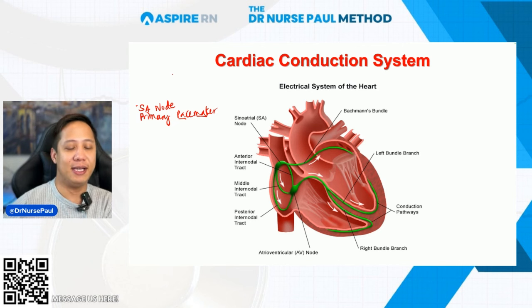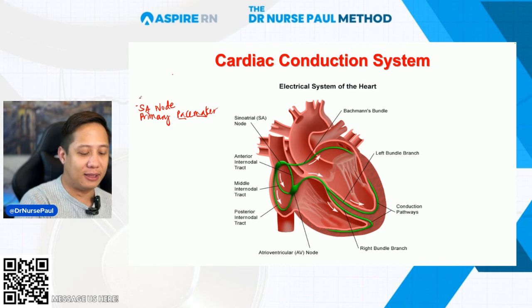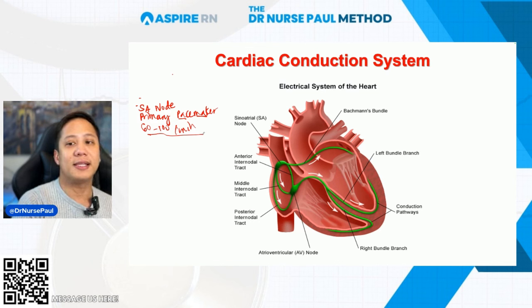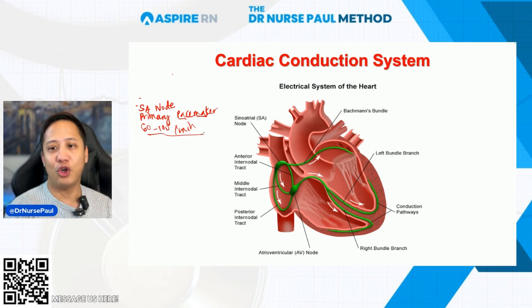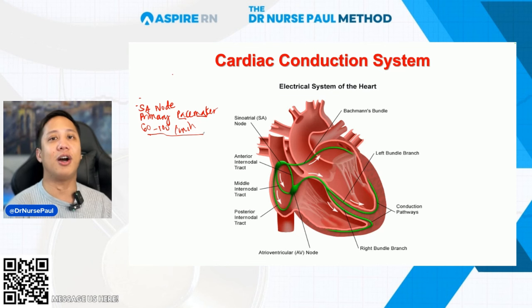SA node, all right, as a primary pacemaker, can deliver at least 60 to 100 per minute. We're talking about adult heart rate here, right? Is that your normal heart rate as well? Yes, that is our normal heart rate as well, right? And that is because SA node can deliver that amount, 60 to 100. Over 100 is called tachycardia, fast heart rate, right? Below 60 is called bradycardia, all right?